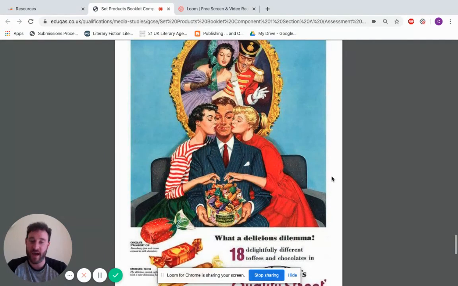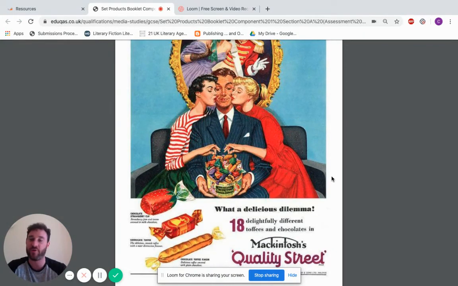I'm going to set you a question on this where you're going to talk about the three aspects of media language. You're going to talk about the image that's been used. So there's a lot you can say about that. You're going to talk about the language. So you've got your delicious dilemma. You've got the 18 delightfully different toffees and chocolates. And then you've got obviously the name of the brand itself, Quality Street. And then finally, you're going to talk about the layout.